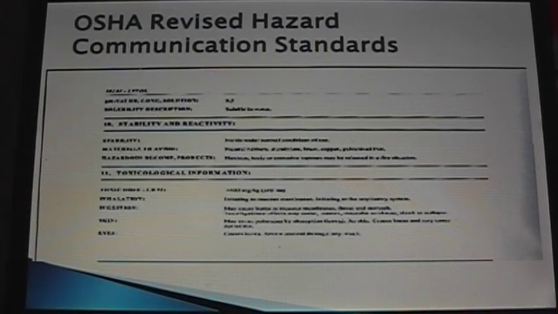Okay, 11. Toxicology information. Talks about the dose of exposure to Lysol greater than 500 milligrams per kilogram of weight would be a dangerous dose. Inhalation, it will irritate your mucous membranes. Ingestion, it will hurt your mucous membranes in your esophagus and your stomach. Skin, it can cause a burn if it's on there long enough, and possibly dermatitis. It can also burn your eyes.